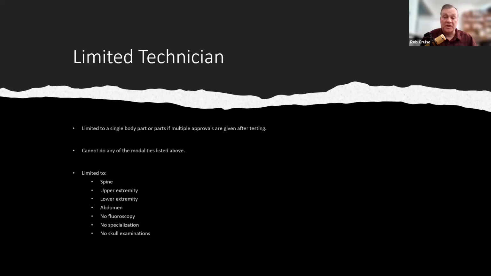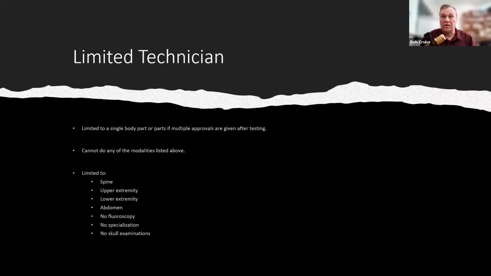So I know an orthopedist that specializes in hand abnormalities. So they fix anything in the hand. So they have a hand specialist or limited technician in their office to do that exam. So that's a perfect fit for that.